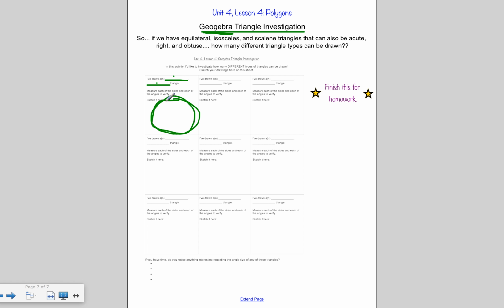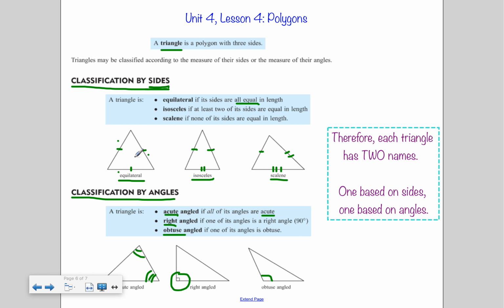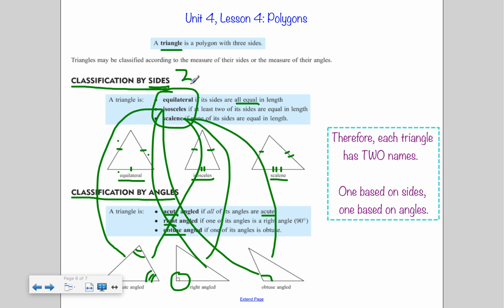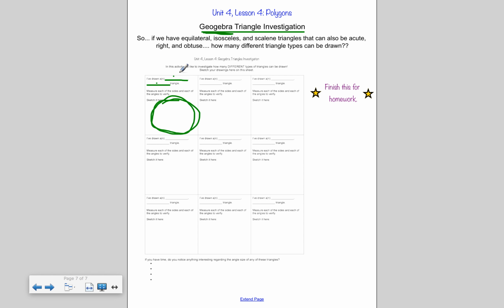So draw it in GeoGebra first because GeoGebra allows us to move things around. I'll show you what that looks like in a second, and then draw it on here. So if we have three different triangles based on their sides, what I want you to do is draw a scalene acute, draw a scalene right, draw a scalene obtuse. Then see if you can do the same with isosceles: draw isosceles acute, isosceles right, isosceles obtuse. If we have three names for the sides and three names for the angles, then in theory, we should have 9 different types of triangles.